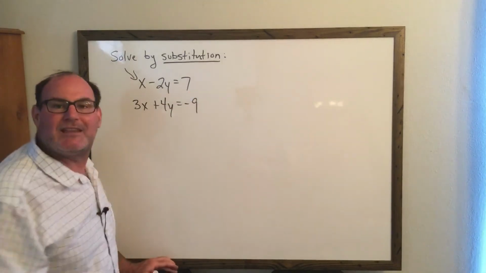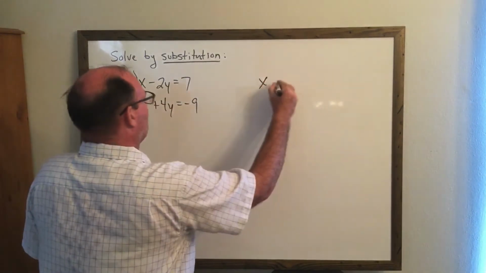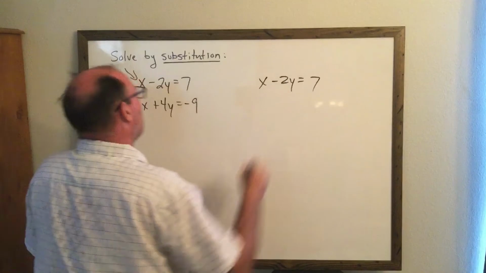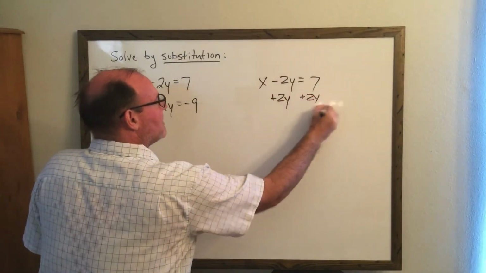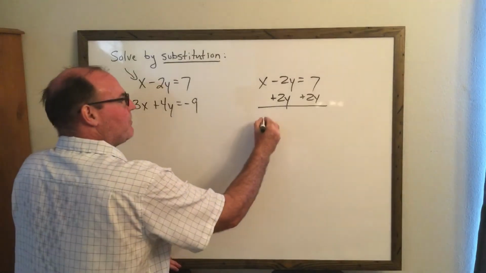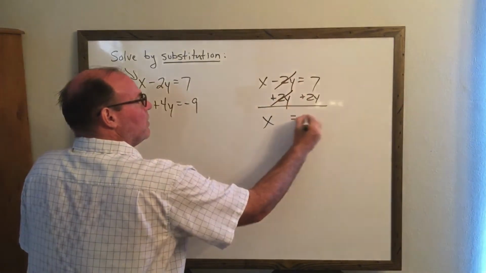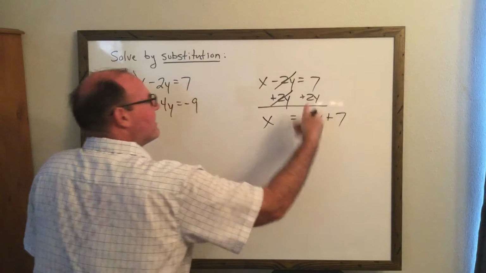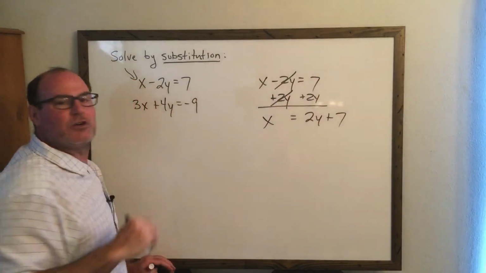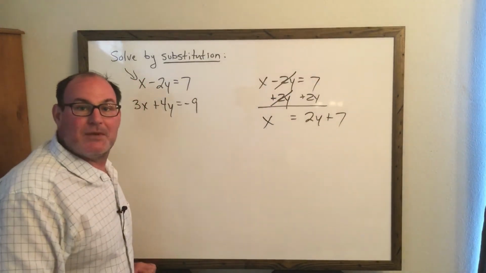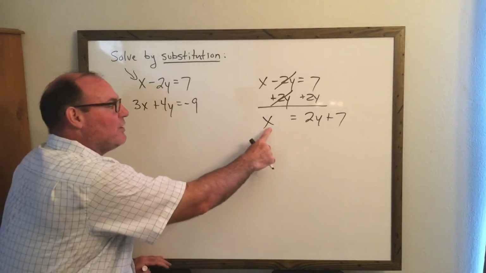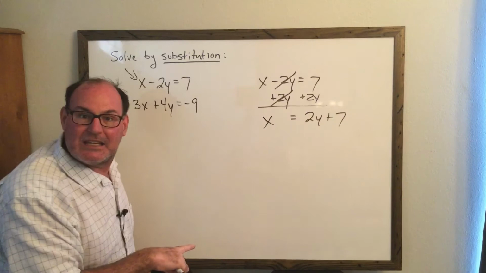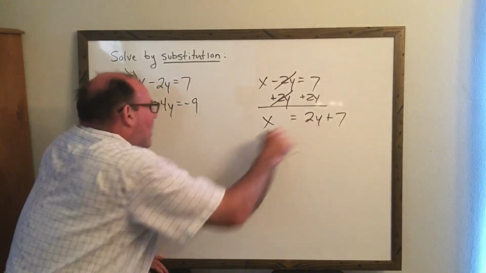So I'm just going to rewrite the equation over here so I have a little more room to work. And so what I'm going to do is I'm going to add the 2y to both sides. And now what I end up with is x equals 2y plus 7, or 7 plus 2y. You can write that in either order. So now I'm going to take that equation, and everywhere I see an x in the second equation, I'm going to plug in 2y plus 7.